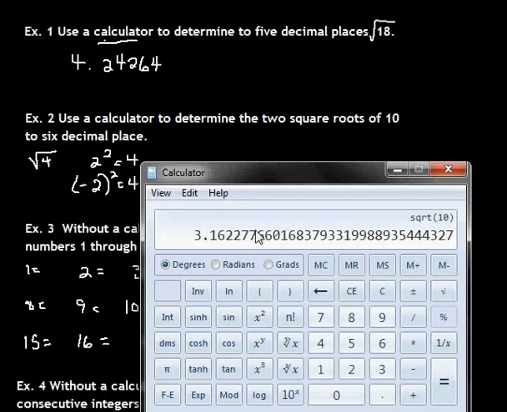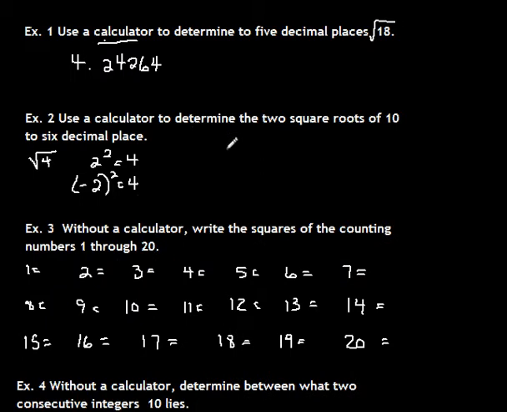So let me just write that number in. It's going to be right here, 3.162278. So these should be really easy.